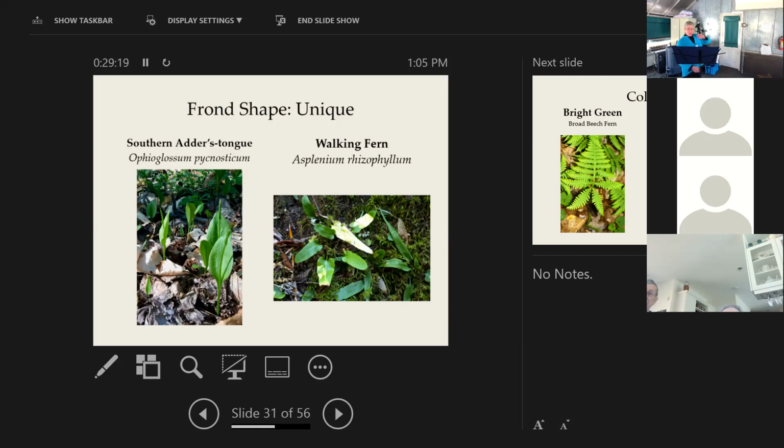Walking fern, also, as I've said before, low growing, unique shape. It has kind of an eared or heart-shaped base. And then the tip of the frond gets very narrow and elongated. This fern is cool. Those tips go down to the soil and root, and then it forms a new leaf and another leaf, so it walks all over the place. So that's why it's called walking fern.